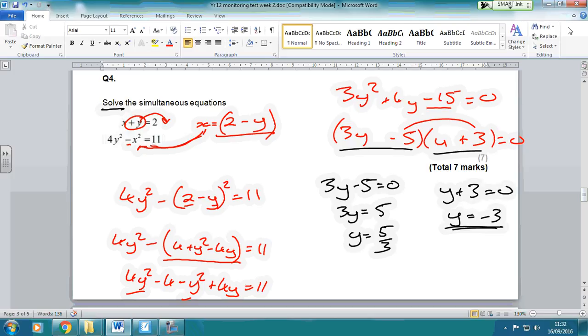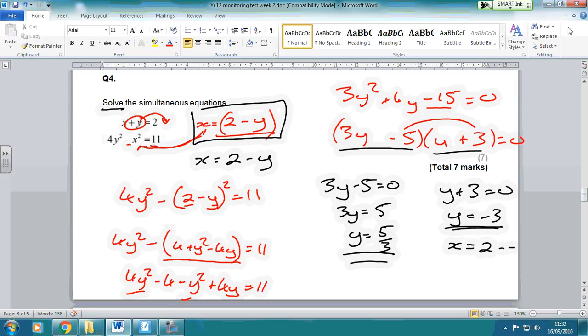Now once you've got the y values, just like in GCSE, you've got to go back and find the x values. And we said here, back at the start, that my x value is 2, take away my y value. So with here, x equals 2, take away minus 3, so x equals 5.